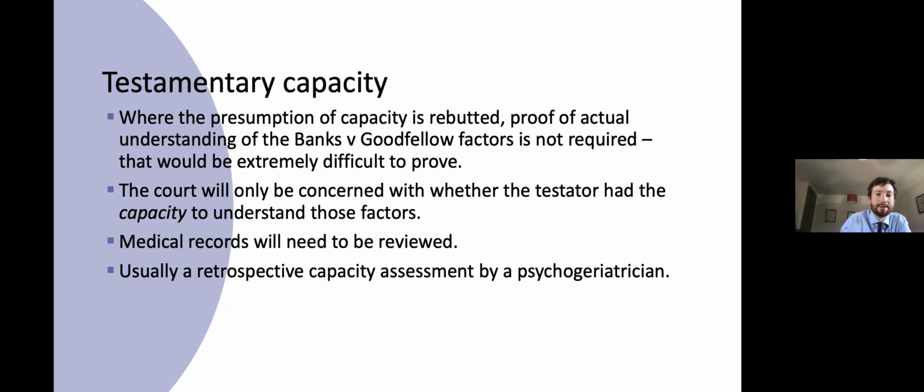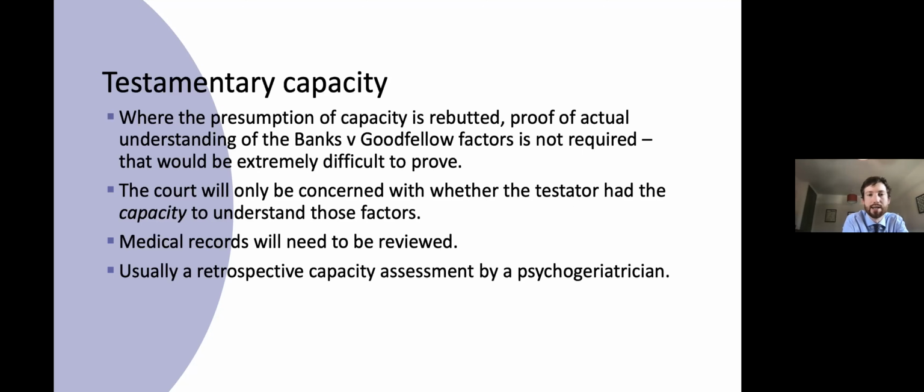But even then, you're not required to prove that the testator actually understood the four elements of the Banks and Goodfellow test. You actually only need to prove that the testator had capacity to understand those elements. Now, it's quite a subtle distinction, but actually, if you only have to prove the capacity, then it's really a medical question. And you will need to look at the medical records. You'll need medical experts involved.